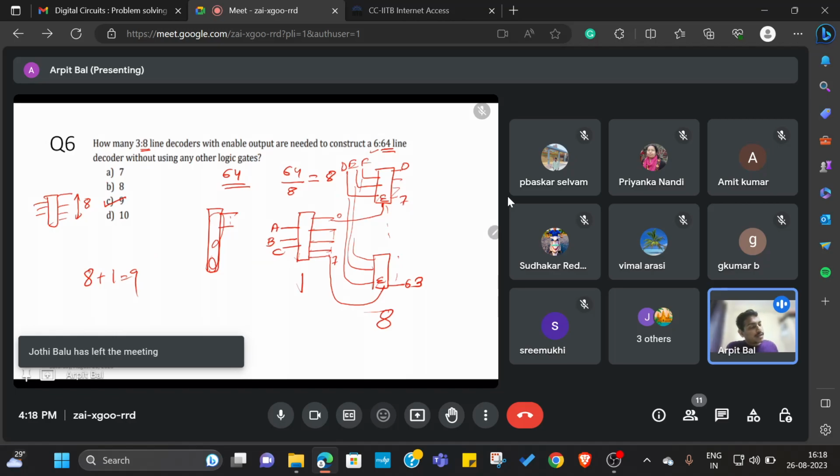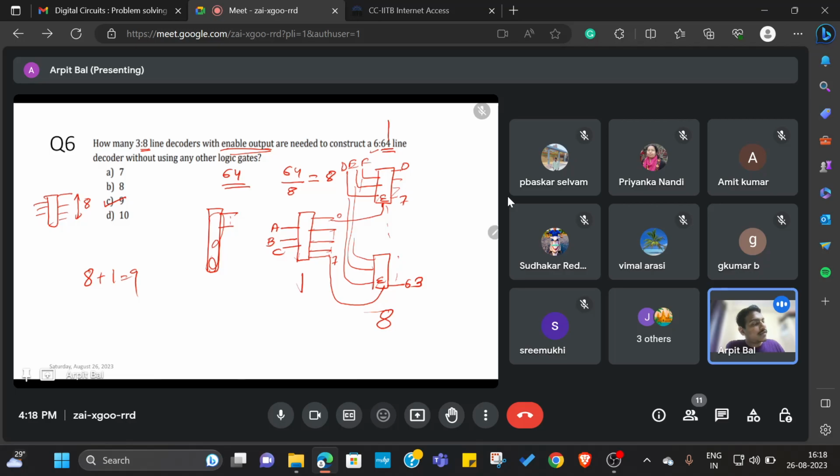So the next question was similar to the one that we solved before, the 5 to 32 decoder, but in this case we were asked how many 3:8 line decoders with enable, it was mentioned in this case, are needed to construct a 6 to 64 decoder.